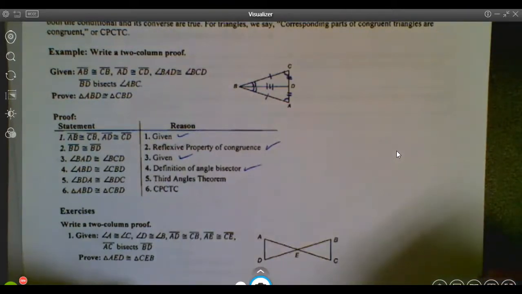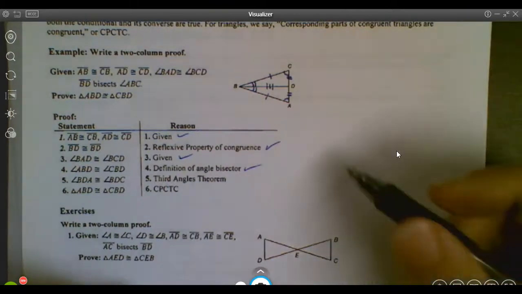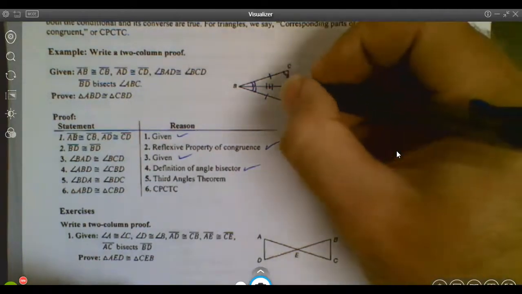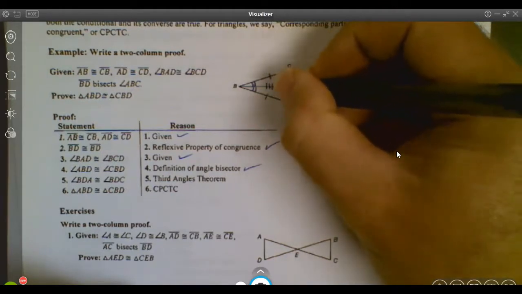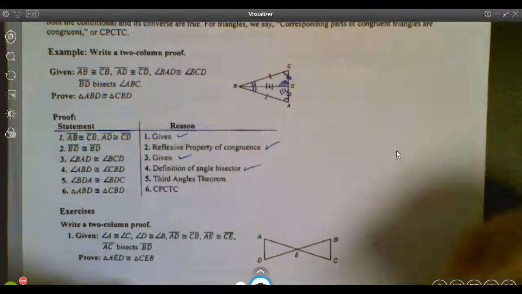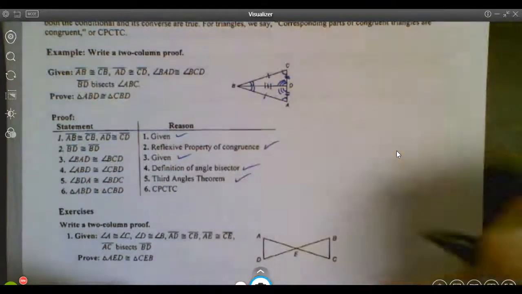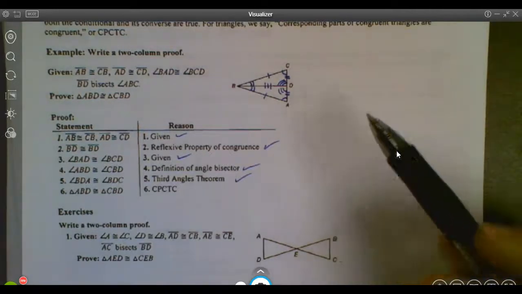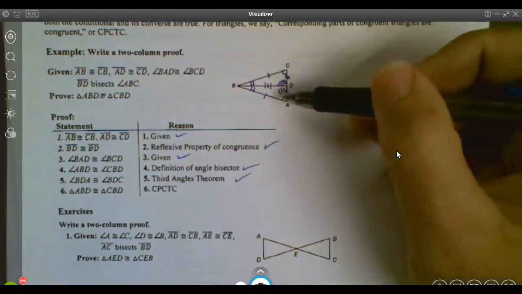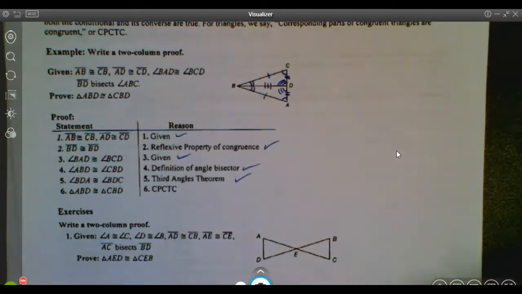So here's that theorem we talked about on the first page. I can now say that the third angles, which are, and I'm kind of running out of room here, but I'll squeeze it in, the third angles, which is that guy and that guy, are congruent by our third angles theorem. So now we've done it. I was able to prove that this triangle is congruent to this triangle because all 6 corresponding parts are congruent.